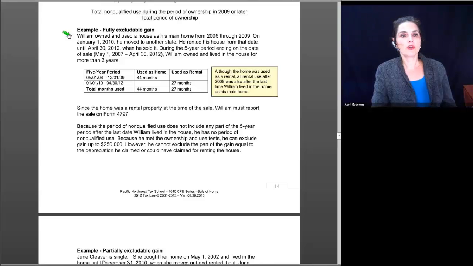William owned and used a home as his main home from 2006 through 2009. On January 1, 2010, he moved to another state. He rented his home from that date until April 30th, 2012, when he sold it. During the 5-year period ending on the date of sale, which is May 1, 2007 through April 30, 2012, William owned and lived in the house for more than 2 years.